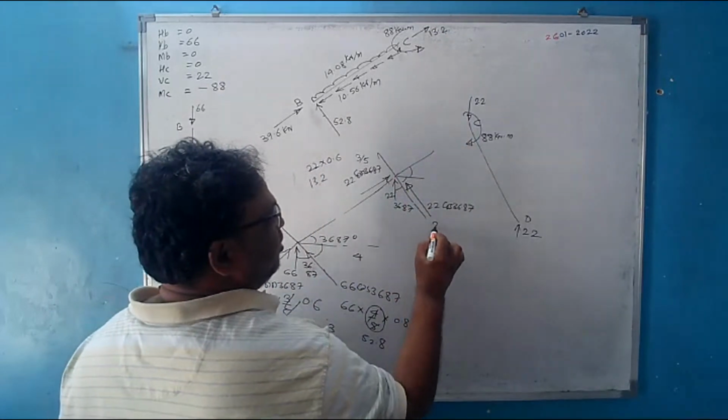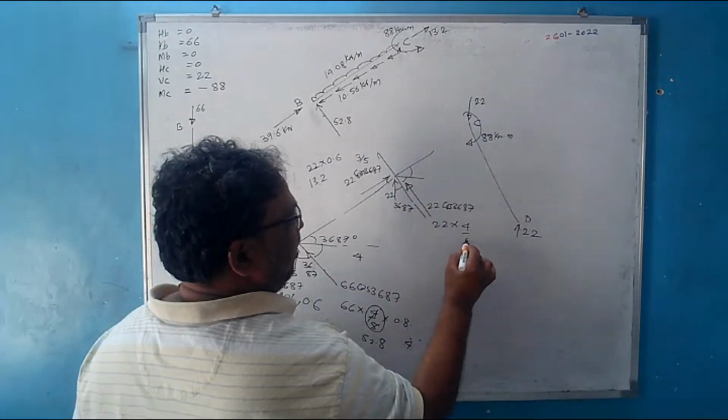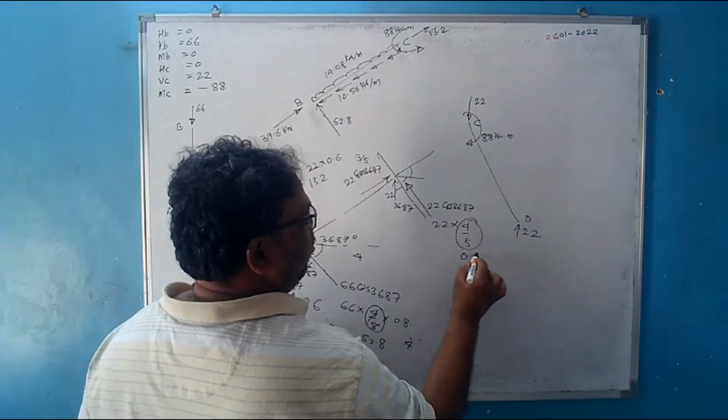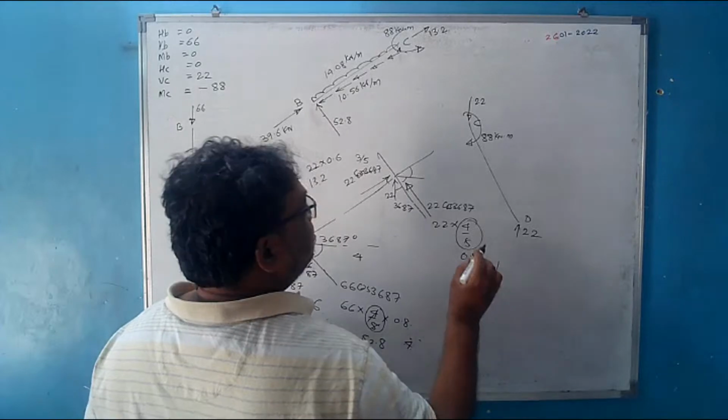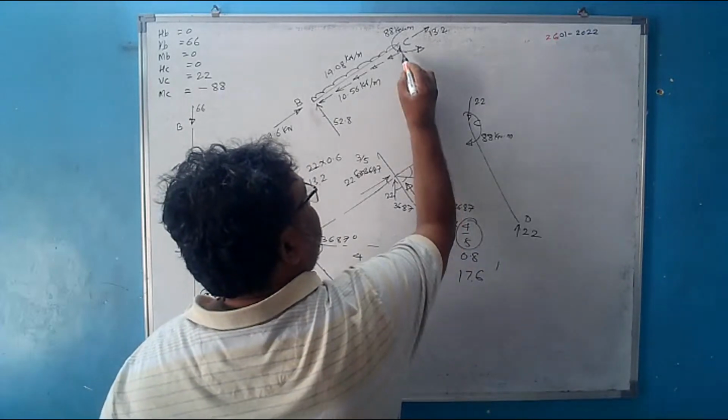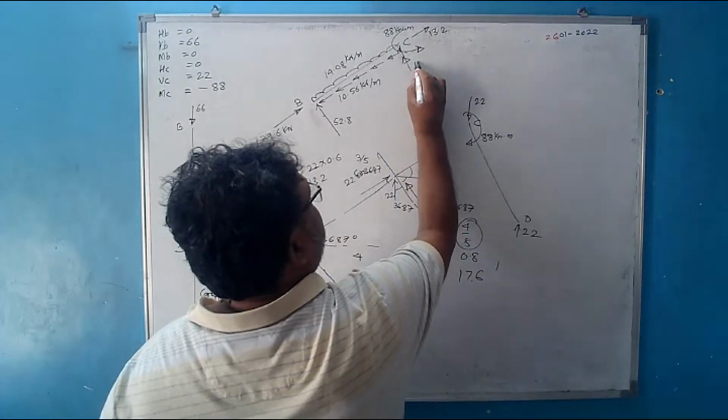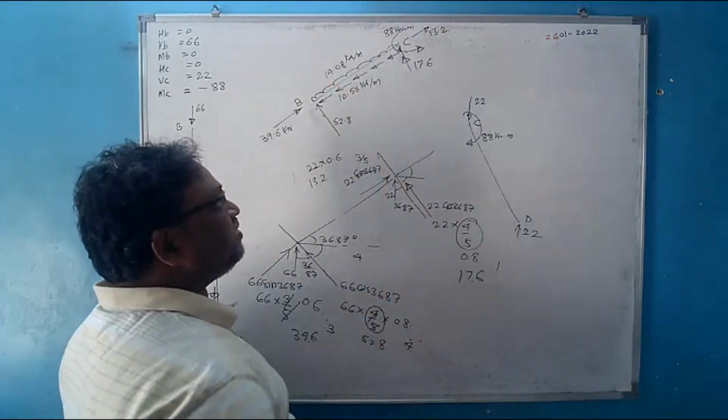And what about here? It is 22 multiplied by 4 by 5. 4 by 5 is nothing but 0.8. 8 दूनी 16 का 6 हासिल करेगा, 8 दूनी 16 और 17. So this must be 17.6, which is acting perpendicular to this. This 17.6. Finish.